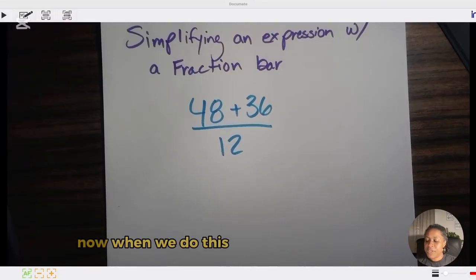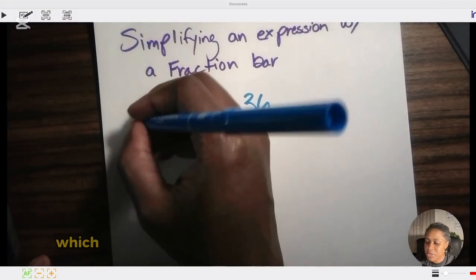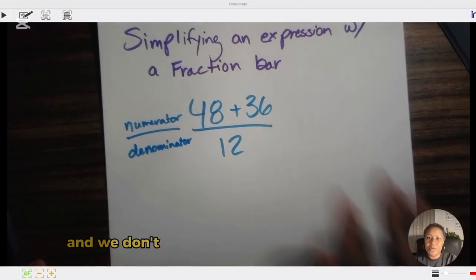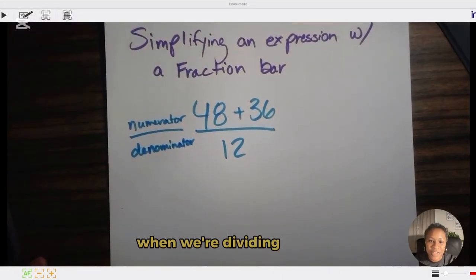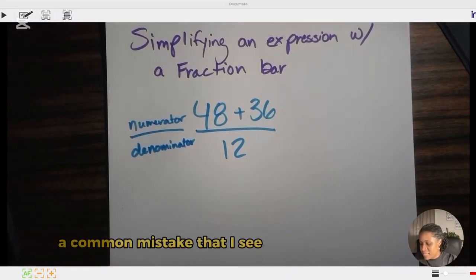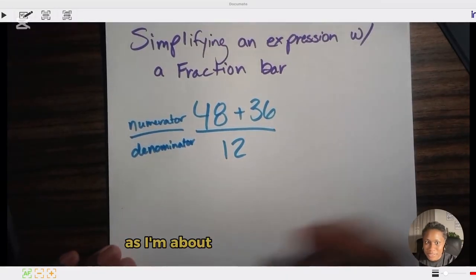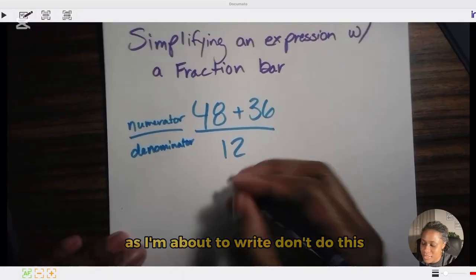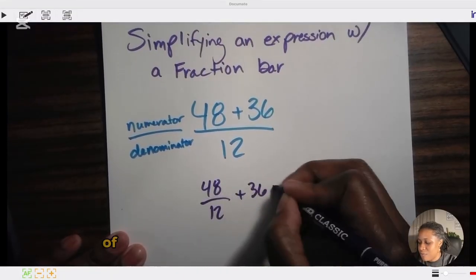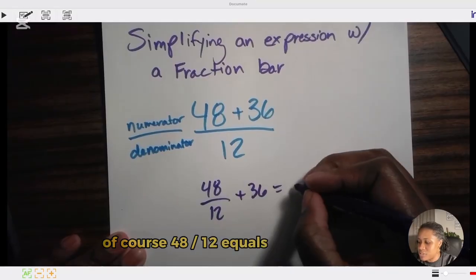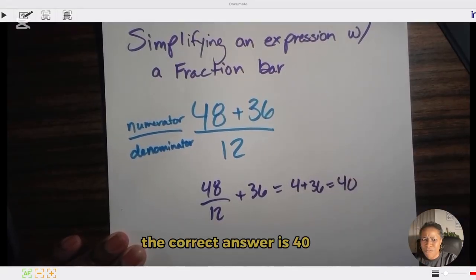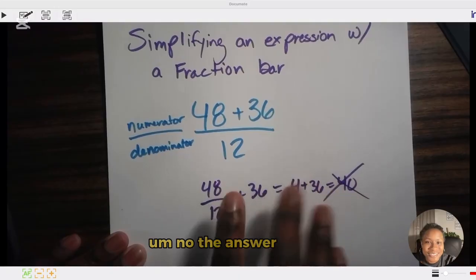Now, when we do this, we look at the numerator, which is the top part, and the denominator separately. And we don't put them together until the very end when we're dividing the terms. On this first one, a common mistake that I see students sometimes make, as I'm about to write, don't do this. I'll see them do 48 divided by 12 plus 36. Of course, 48 divided by 12 equals 4, plus 36 equals 40. The correct answer is 40, right? No, the answer is not 40.